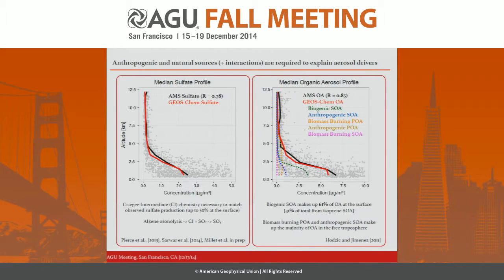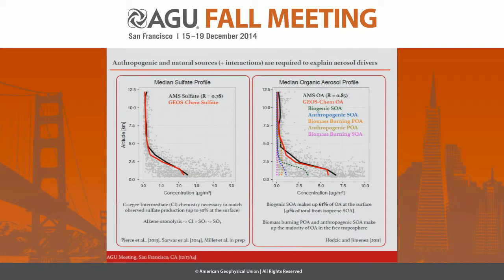And what that parameterization was actually telling us is that most of the organic aerosol, at least from SEAC⁴RS, was secondary in nature, and it was coming from isoprene. The nature of these slides is this was 5 months of work, and I'm just giving you the overview.